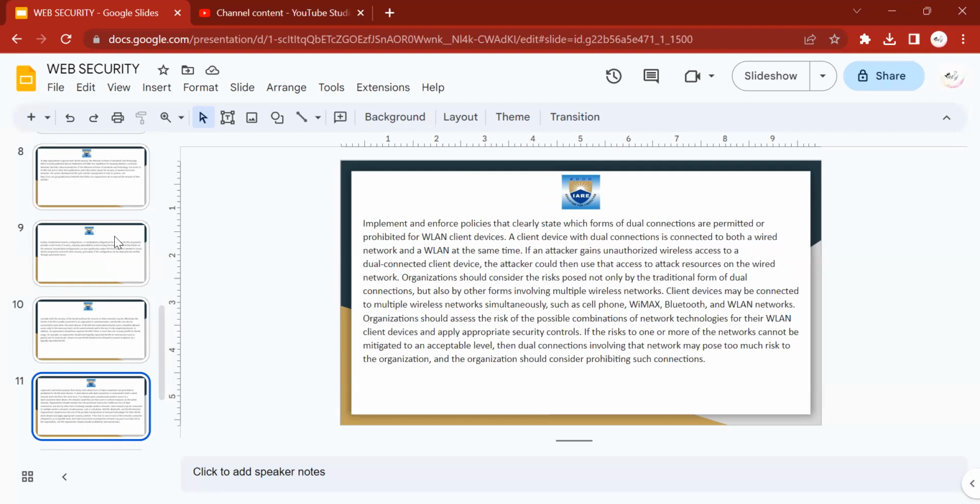Implement and enforce policies that clearly state which forms of dual connections are permitted or prohibited for wireless local area network client devices. A client device with dual connection is connected to both a wide network and a wireless local area network at the same time. If an attacker gains unauthorized wireless access to a dual-connected client device, the attacker could then use that access to attack resources on the wide network, but also by other forms of involving multiple wireless networks.